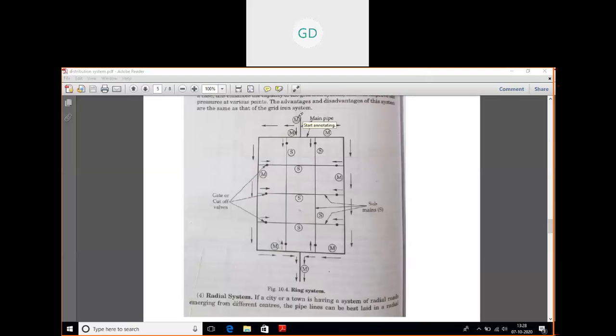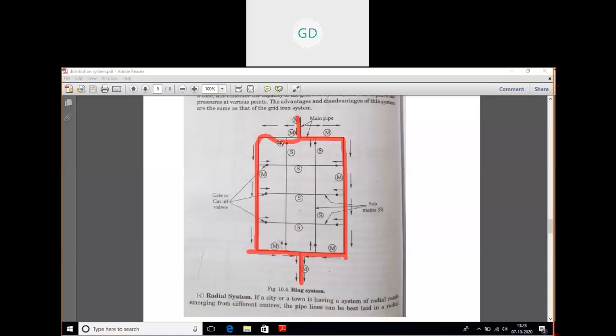So this is your main pipe, then it is going like this, and again it is coming like this, the main supply pipe, then again it is going like this. Here also it is going like this, the water, then again it is coming like this, and again it is going like this.